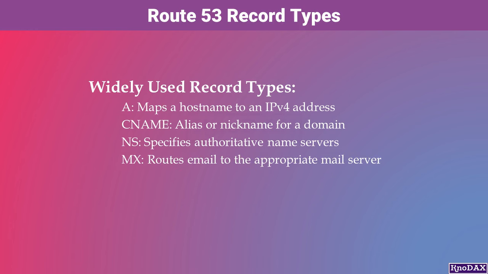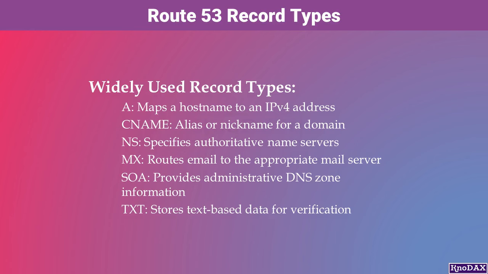MX records, essential for routing email to the appropriate mail server. Mail exchange, MX record directs email to a mail server. An MX record indicates how email messages should be routed for SMTP. Like CNAME records, an MX record must always point to another domain. SOA records, which provide key administrative information about the DNS zone. And finally, TXT records, used to store text-based data, often for verification purposes like domain ownership or email validation.